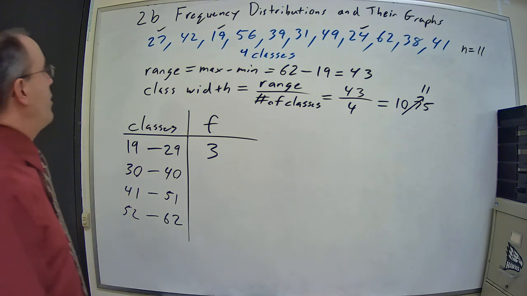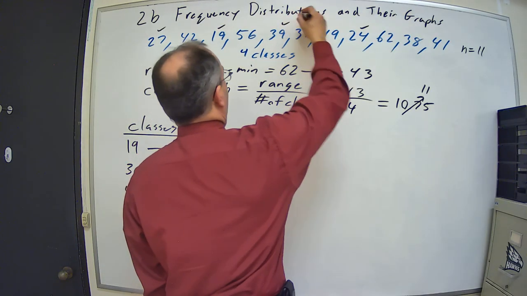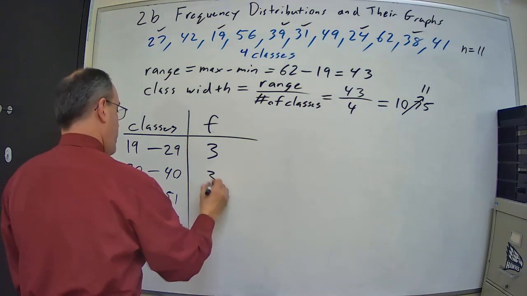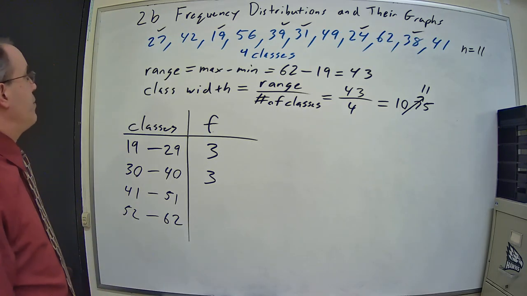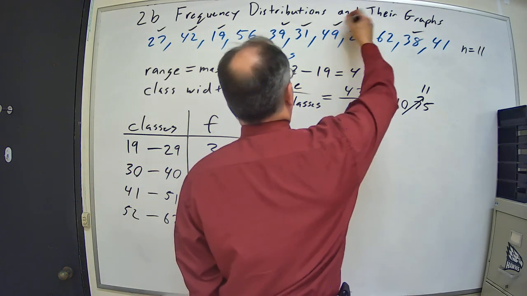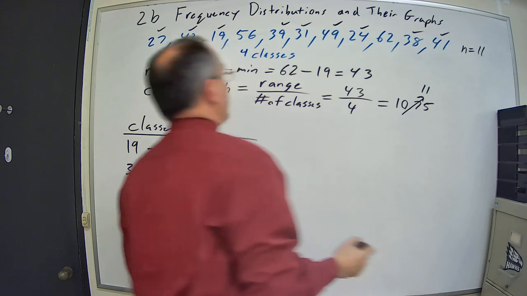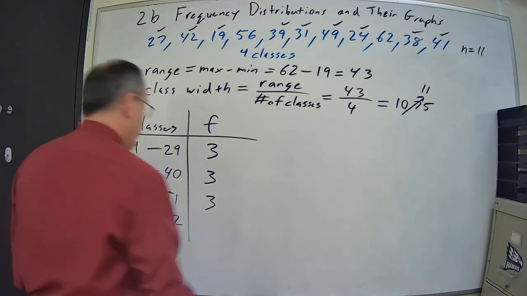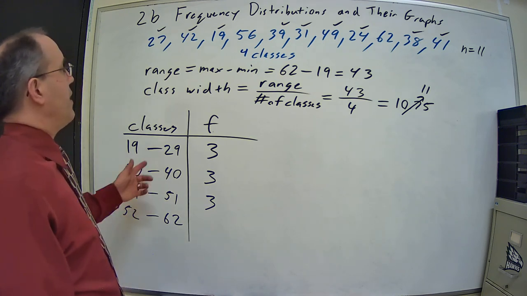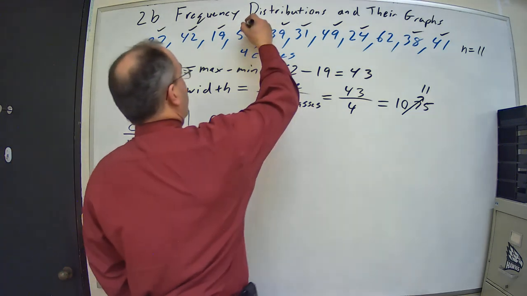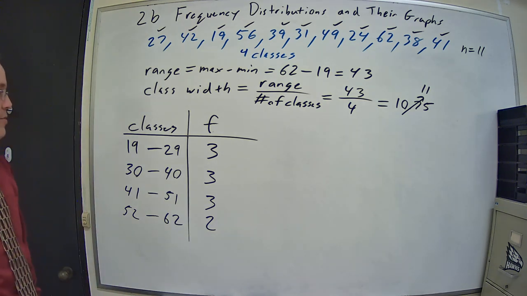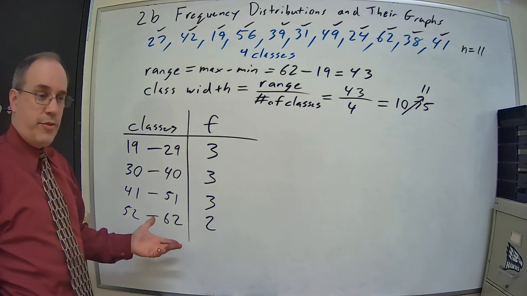How many between 30 and 40? I have 1, 2, 3. So I have 3 between 30 and 40. How many between 41 and 51? 1, 2, 3. Looks like I have 3 between 41 and 51. This is a pretty evenly spaced distribution. And then between 52 and 62, I have 1, 2. So I have 2. So this is my frequency distribution.